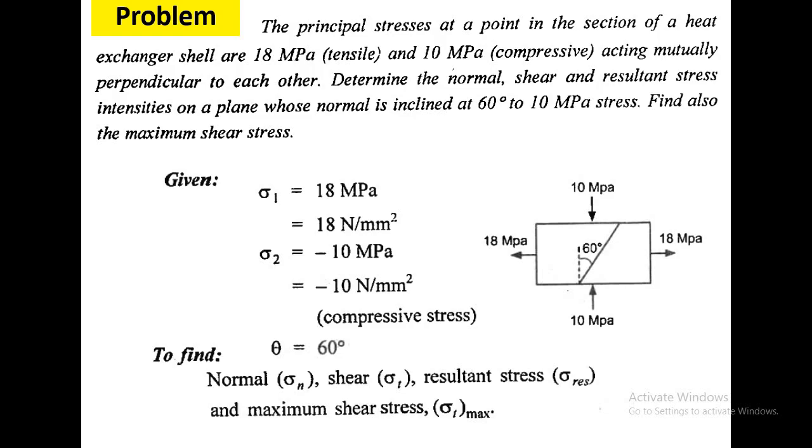Here they have given principal stresses at a point in the section of a heat exchanger shell. That is 18 megapascal tensile, that is sigma 1, and 10 megapascal compressive, that is sigma 2, that acts in the opposite direction. So minus value is taken for compressive. So minus 10 megapascal, that is minus 10 Newton per millimeter squared. And they have given the angle, that is 60 degree. So they are asking for the normal stress, shear stress, resultant stress, and maximum shear stress.